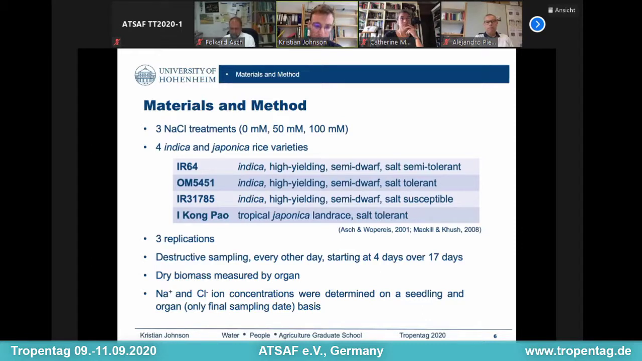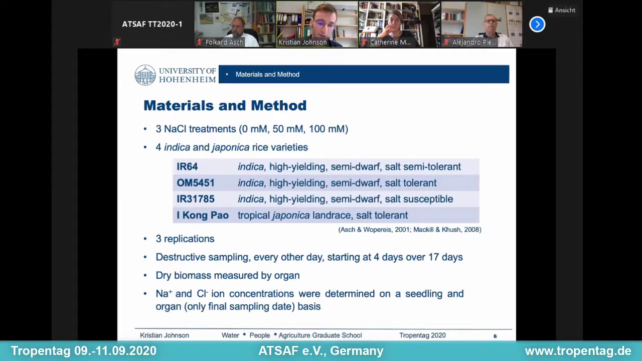It's predominantly grown in the Mekong Delta, a very popular variety, followed by IR31785, also not typically grown that often anymore, but a high-yielding semi-dwarf, which is considered susceptible to salt. And then Ekong Pao, a tropical japonica landrace, which is considered tissue tolerant, salt tolerant. And again, these are found in the literature, so they have been commonly used within these types of experiments, except for OM5451, which was more related to our experiences in Vietnam.